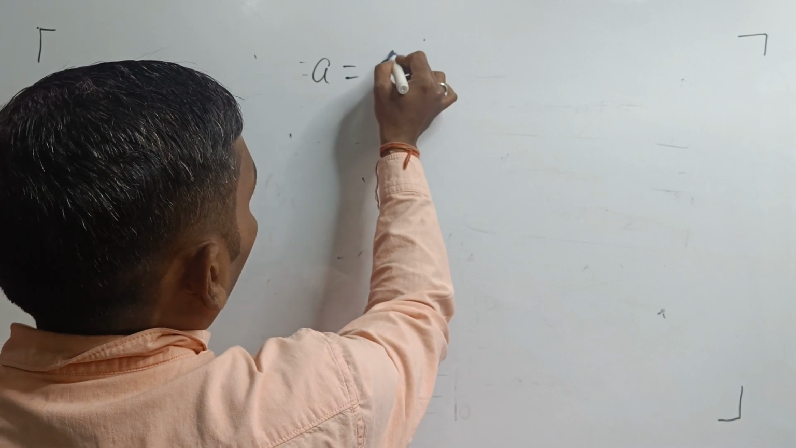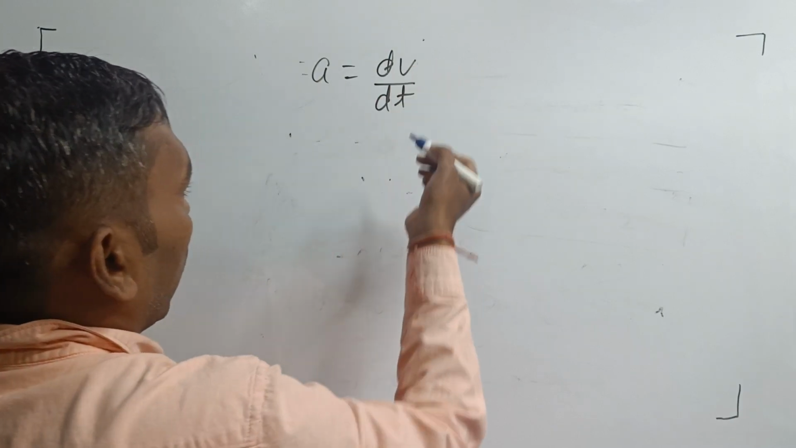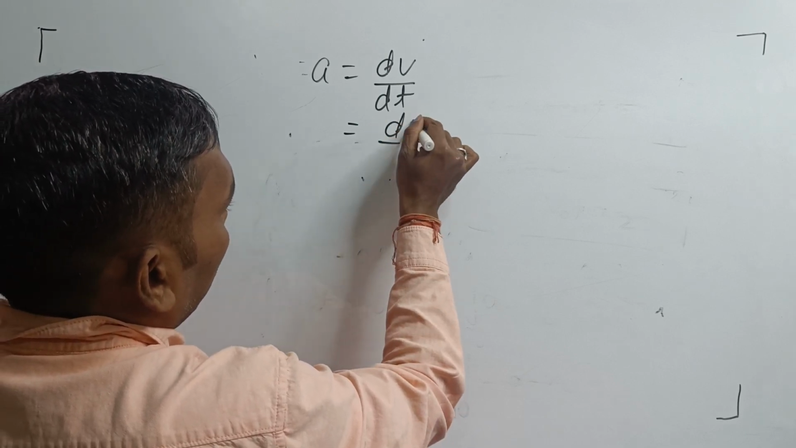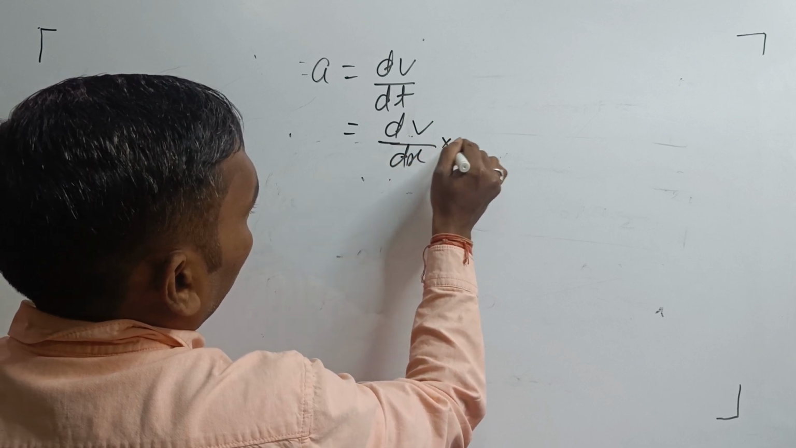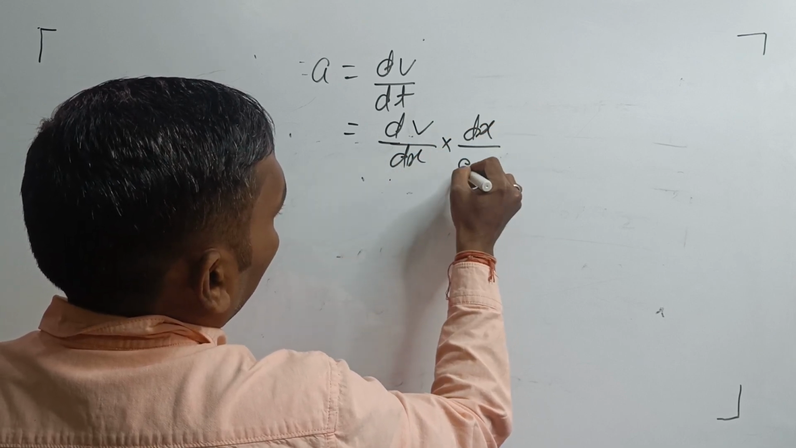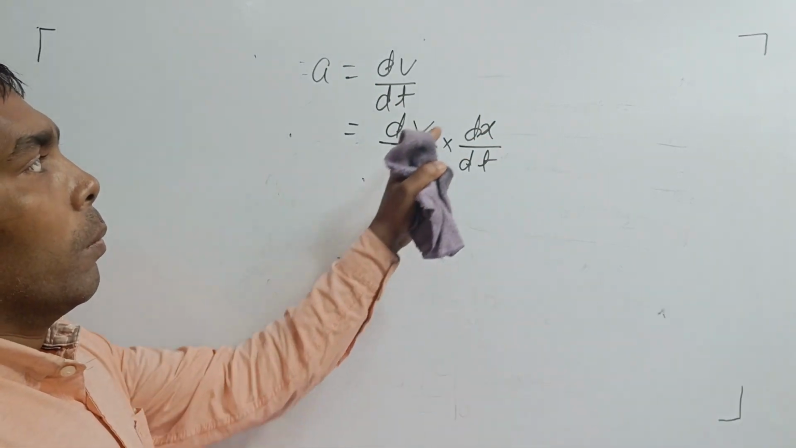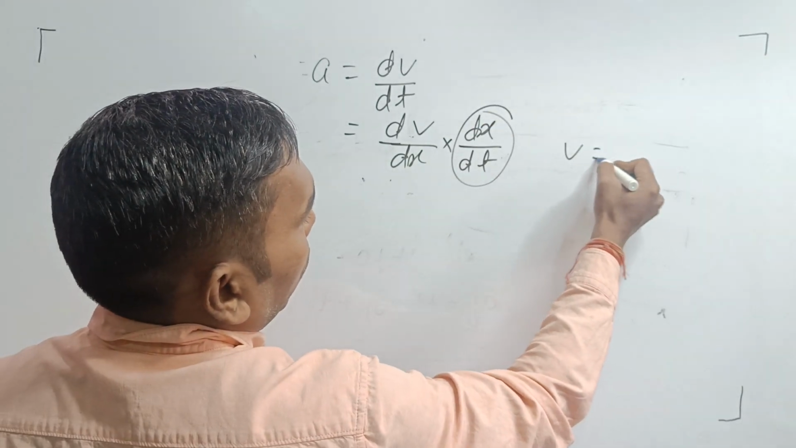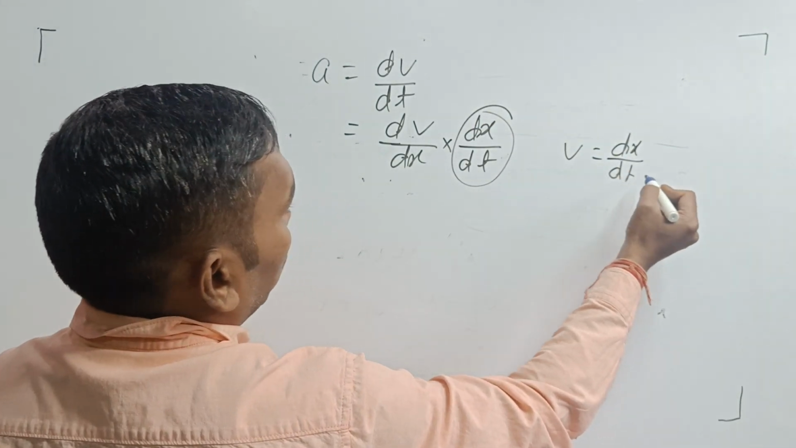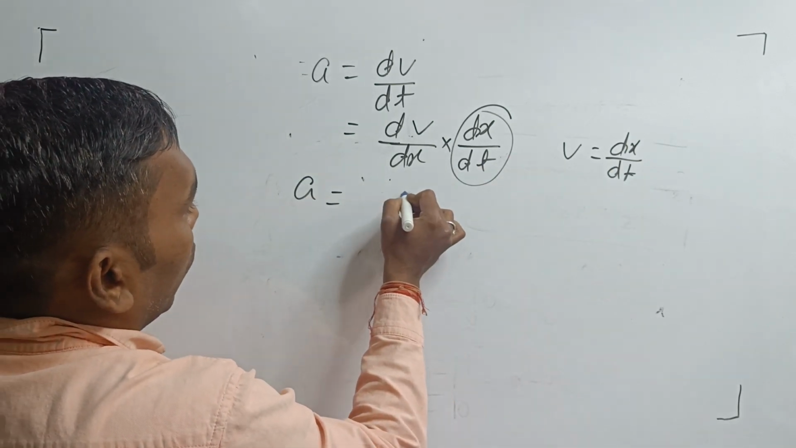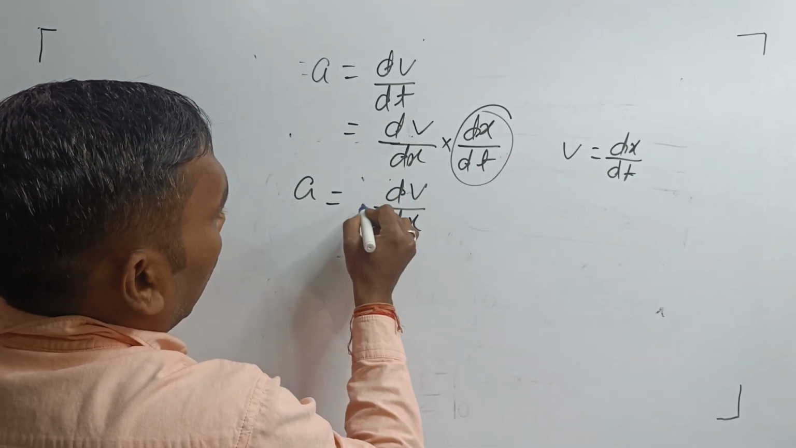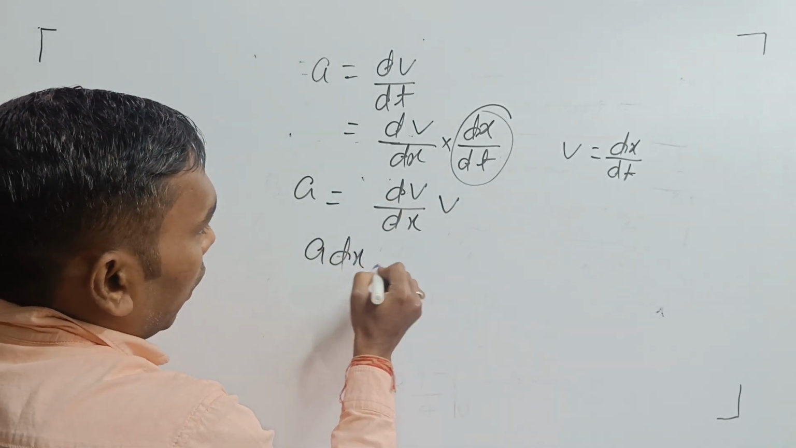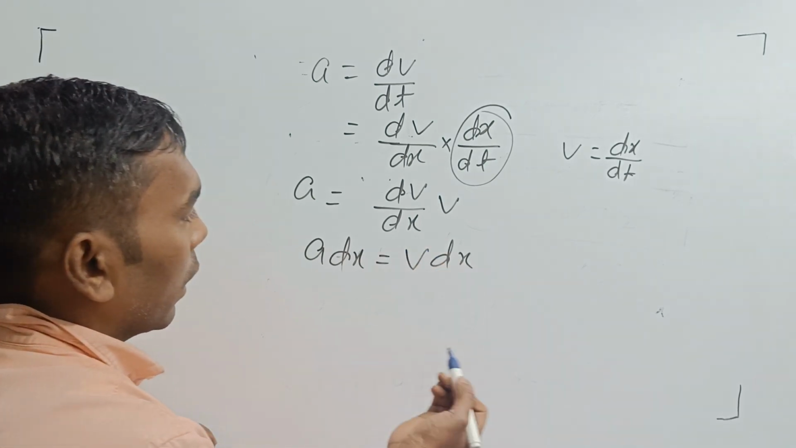Third equation is acceleration equal to dv upon dt. I already know rate of change of velocity. If we divide and multiply it by dx in this equation, we get dx by dt. Already we know v equal to dx by dt. So I put here a equal to dv by dx times v, and cross multiplied here, a dx equal to v dv, integrating on both sides.